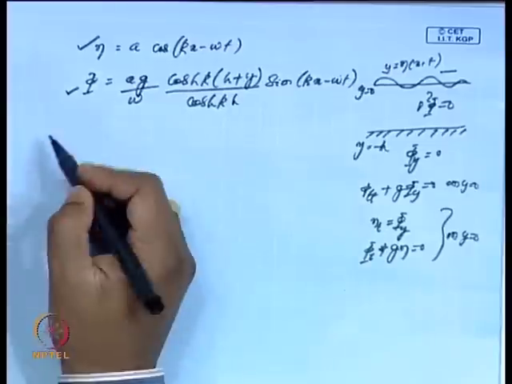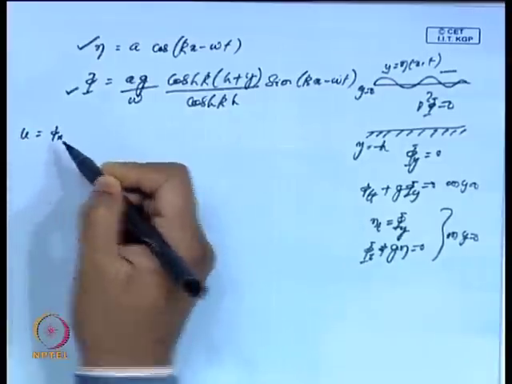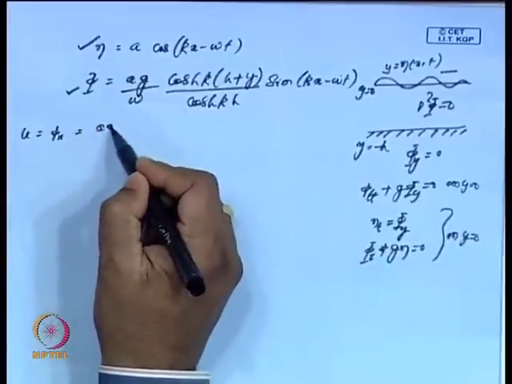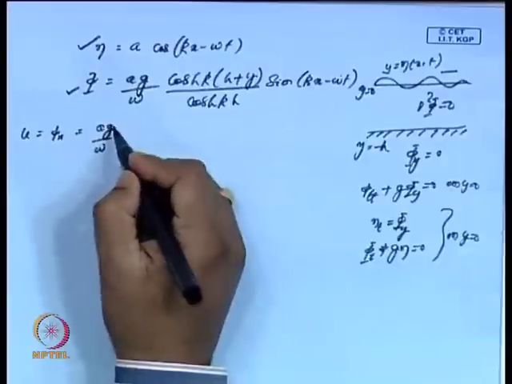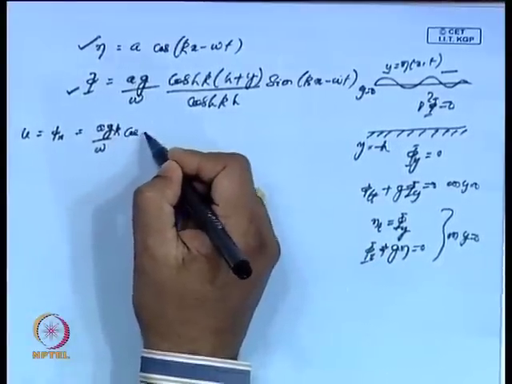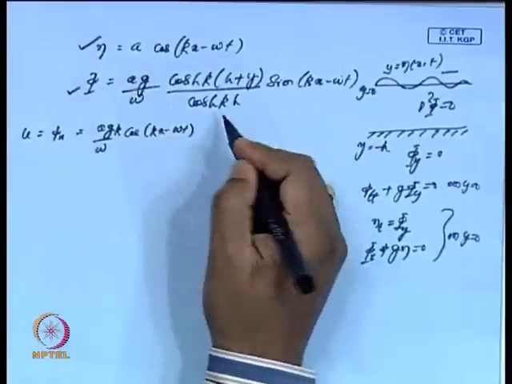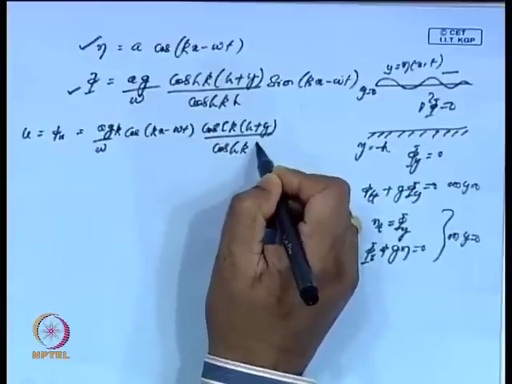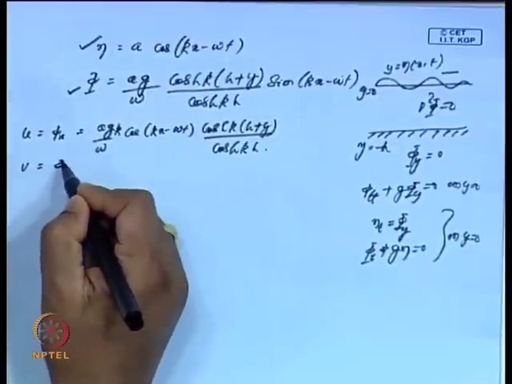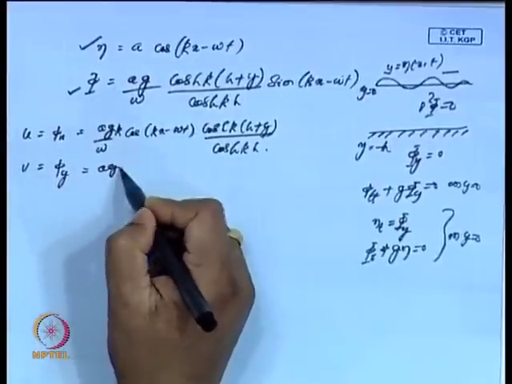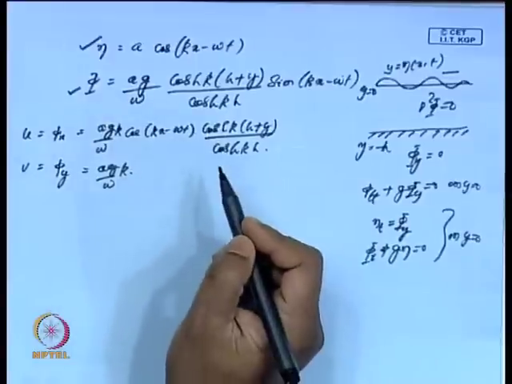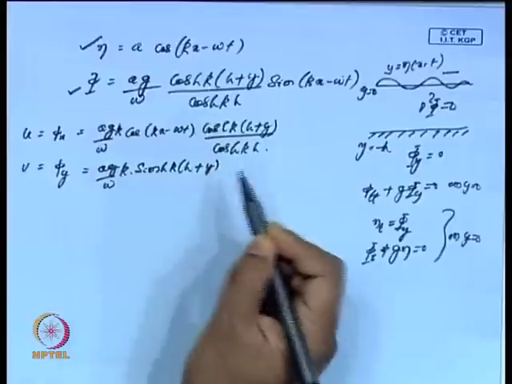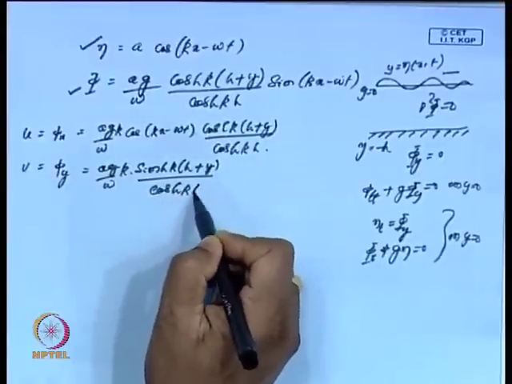Once I know phi, what will be my u? u is phi x. This will give me a g by omega into k, cos(kx minus omega t), into cosh k(h plus y) by cosh kh. Similarly, we have v, the velocity component in the y direction, which will be phi y. This will again be a g by omega into k, sinh k(h plus y) by cosh kh, into sin(kx minus omega t).